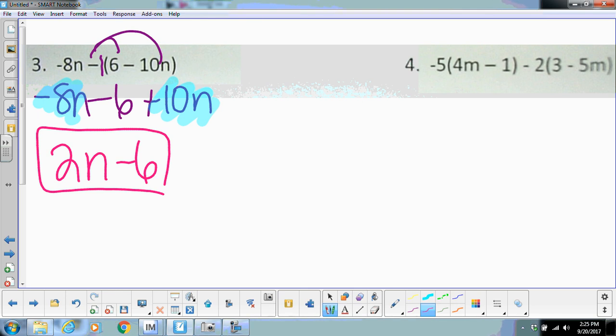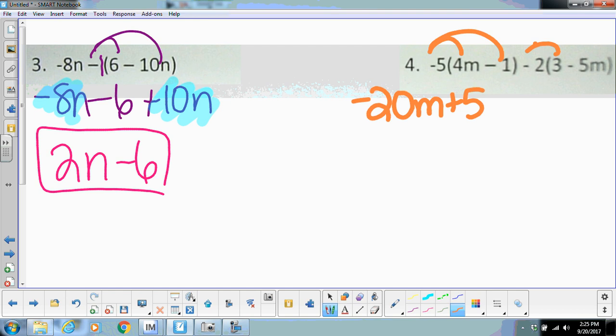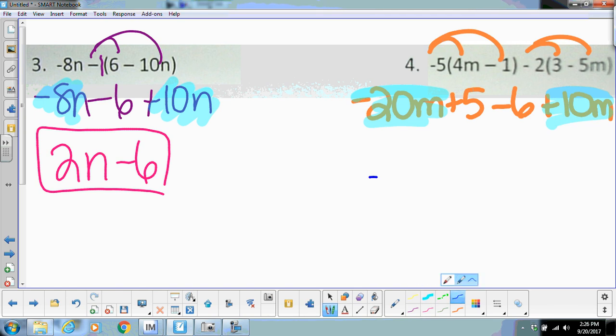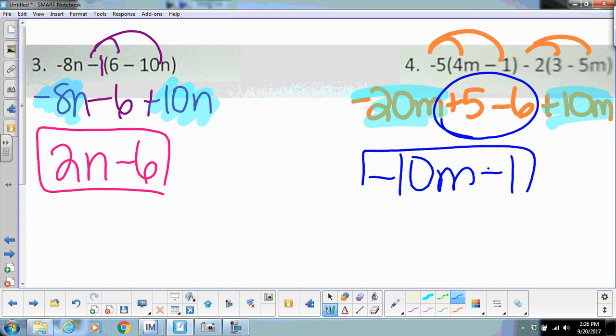Okay, going over here to problem number 4. Again, we're going to distribute. That gives me a -20m and a +5, a -6 and a +10m. Combining like terms again, it's going to give us -10m and -1.